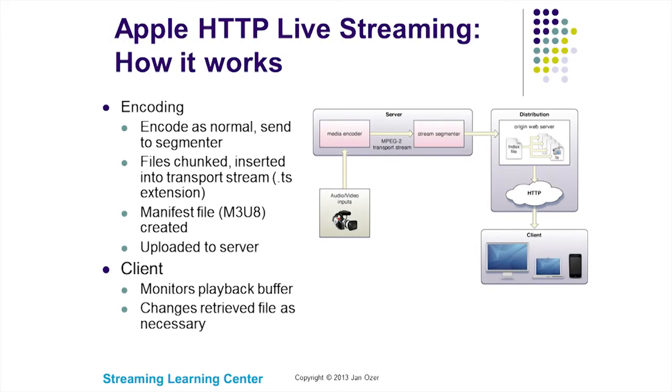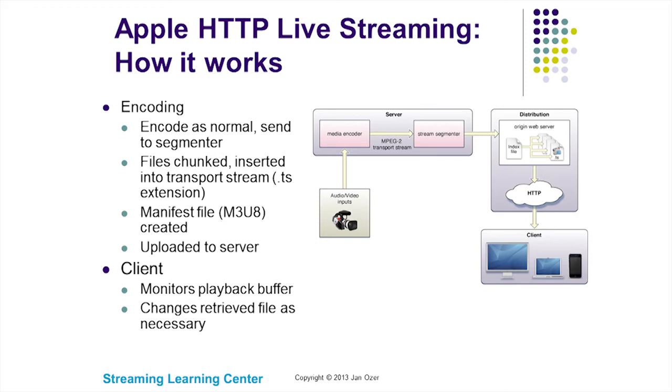Okay, so how does HLS work? Here's the live stream. That goes into the media encoder. Goes into a stream segmenter that produces a manifest file and multiple chunks of files. That's sent to an HTTP server where it's distributed to the viewers.